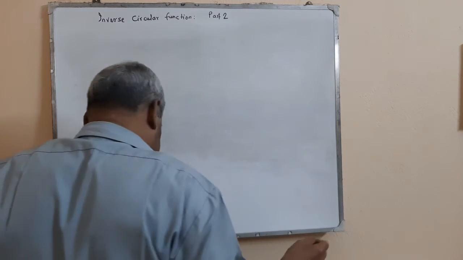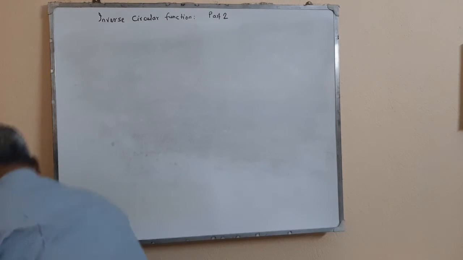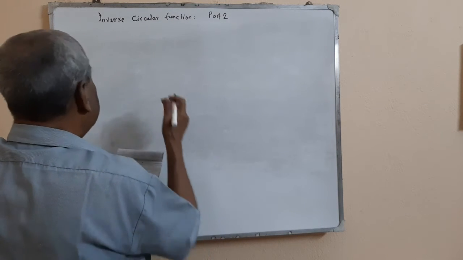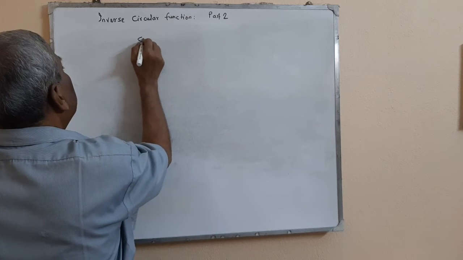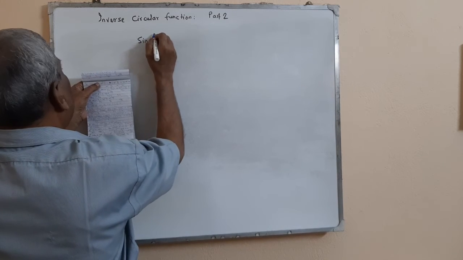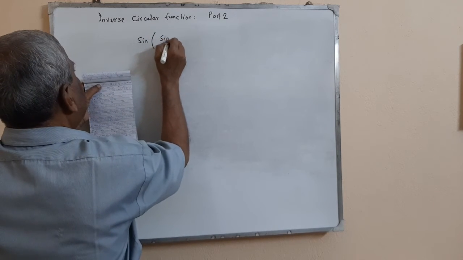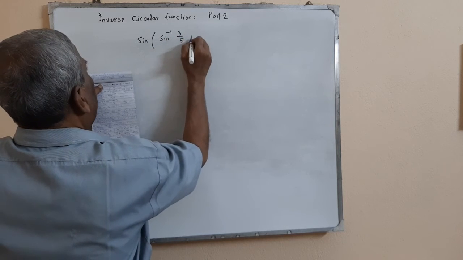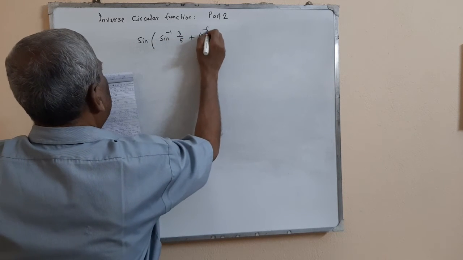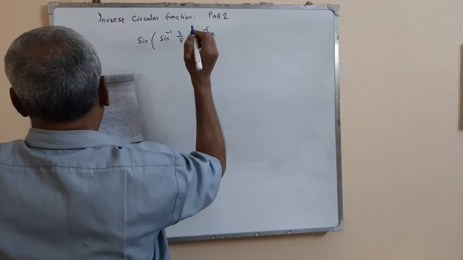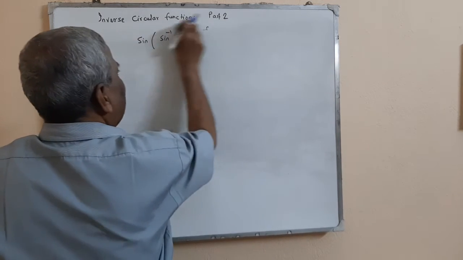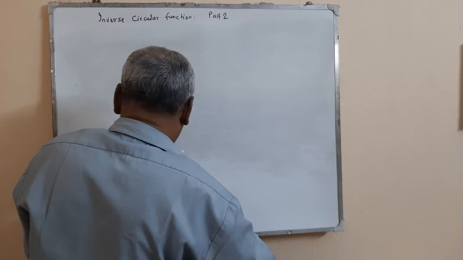Solve for x. Sine of sine inverse 3 by 5 plus cos inverse x. Oh, I have already done it just now.